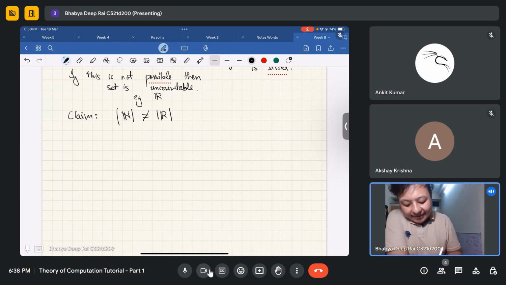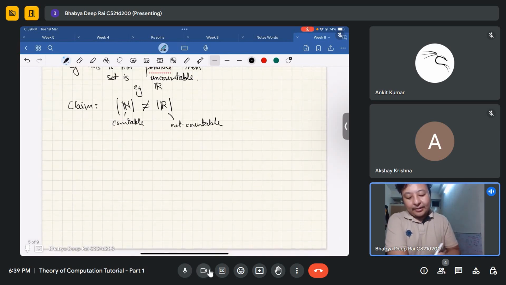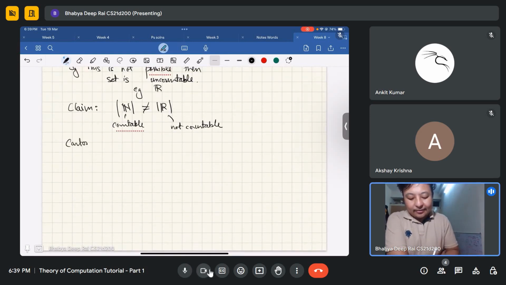So why did he say this is countable? I can list them out. This is not countable. This cannot be counted. I'll tell you how he did it. This is called Cantor's argument, Cantor's theorem, which is also called diagonalization.